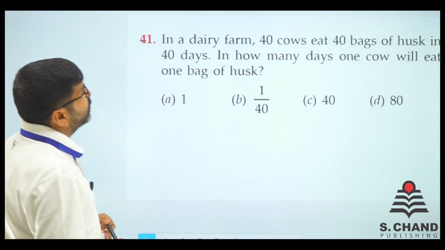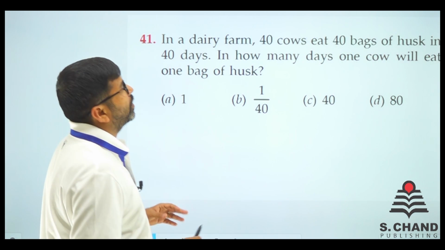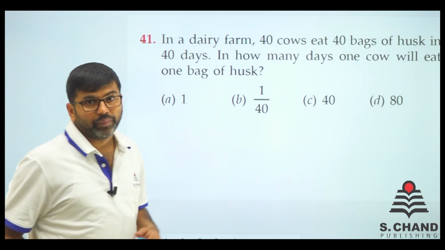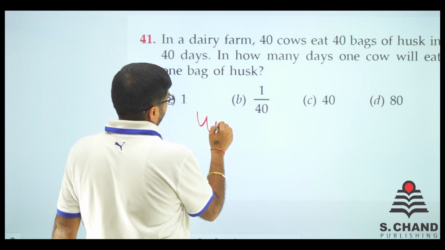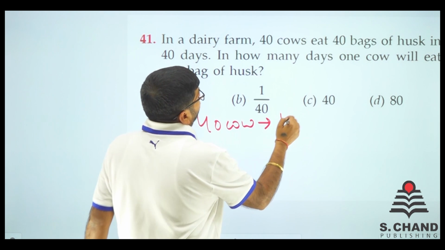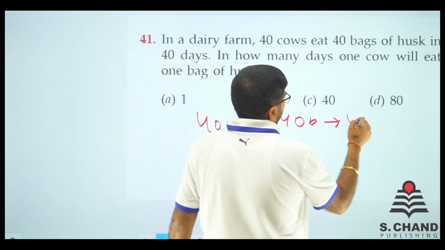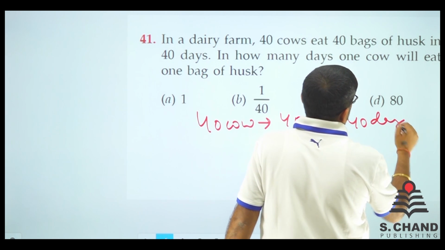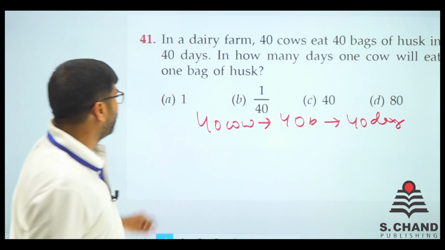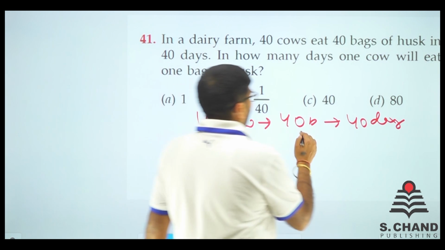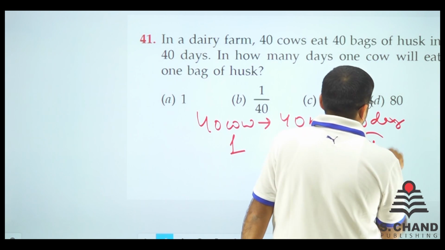In a dairy farm, 40 cows eat 40 bags of husk in 40 days. 40 cows, 40 bags, 40 days. Now, one cow, one bag, x days.